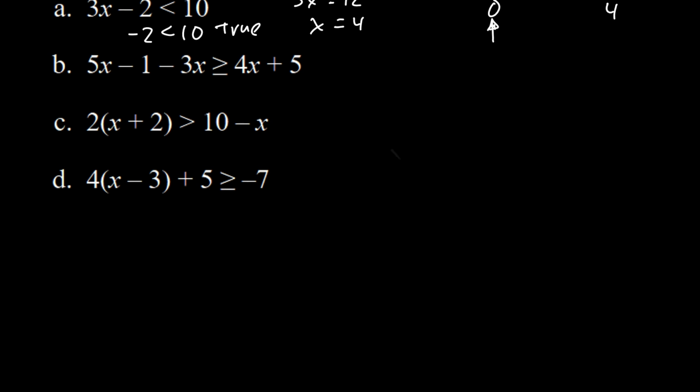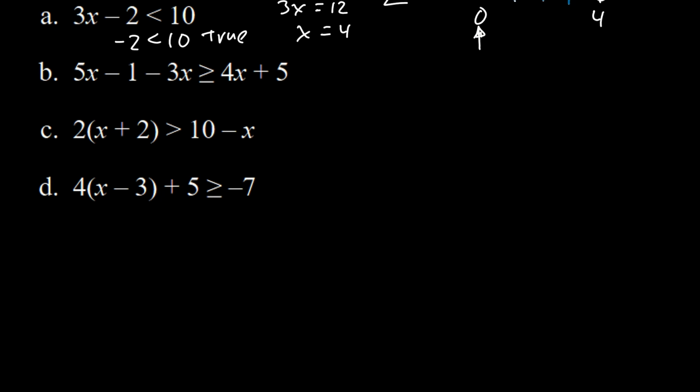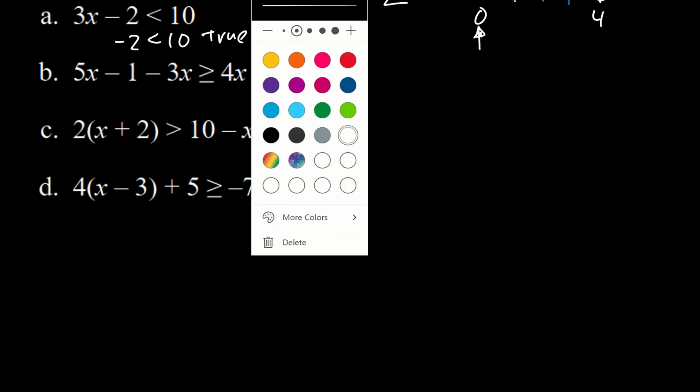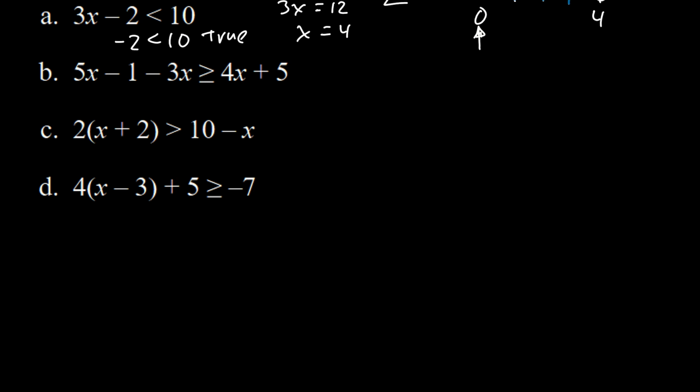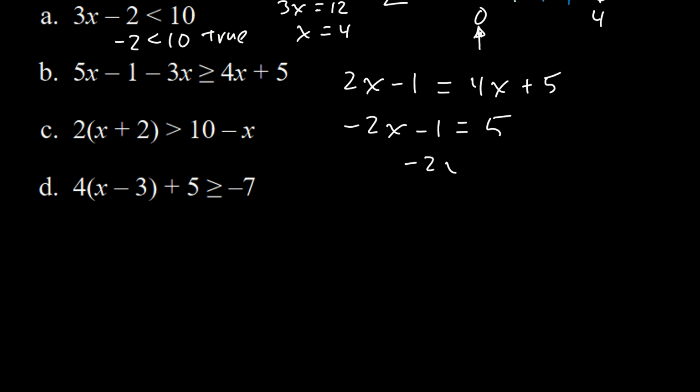Let's try to do B. So again, I'm going to look at this as an equation, and I think I'm going to simplify it a bit as I go. So 5x minus 3x would be a 2x minus 1 is greater than or equal to 4x plus 5. I'm not paying attention to the inequality. I'm just looking at this as an equality. If I take away 4x from both sides, this is going to become a negative 2x minus 1 equals 5. Therefore, negative 2x is the number 6, and x is negative 3. So my boundary for B should live at negative 3.